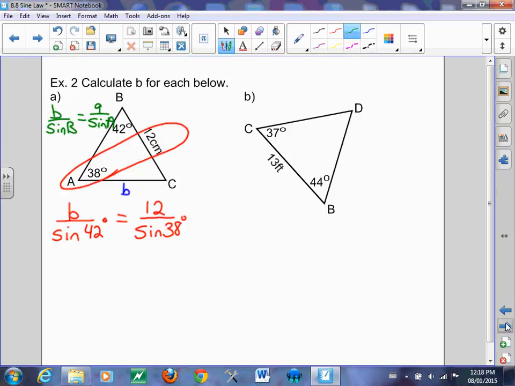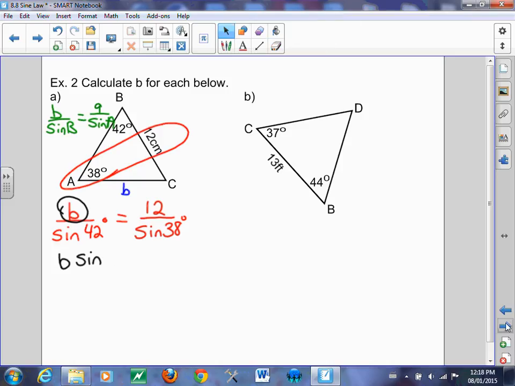All right. Now, ladies and gentlemen, it's the same thing. We need to get that B term by itself. So to get the B term by itself, for this one, folks, I will cross multiply and isolate. And the next one, I'll show you the shortcut. So we're going to go B sine 38 degrees.